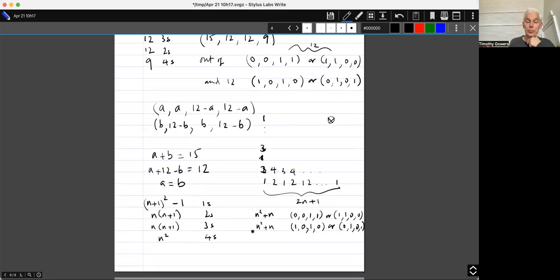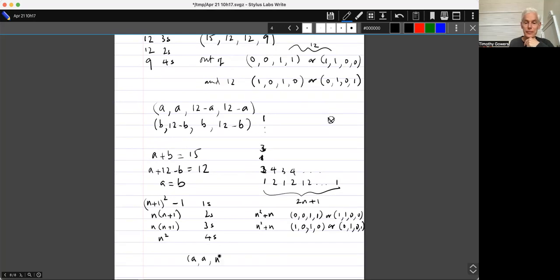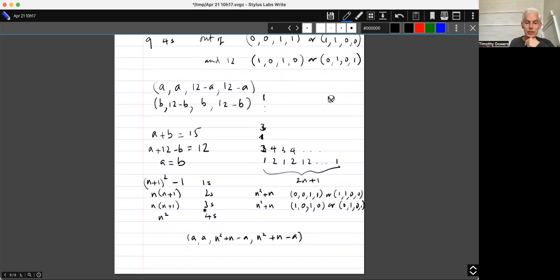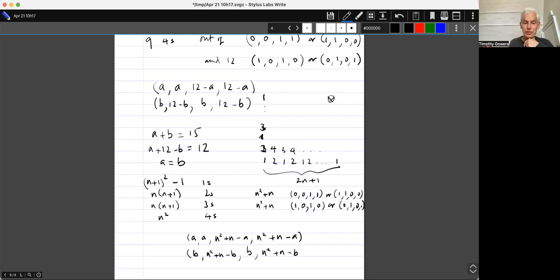And so now let's look at the first couple of equations. So I get n squared plus, so I haven't completely finished. So out of that I make n squared plus n minus a, and out of the other one I can make b n squared plus n minus b.